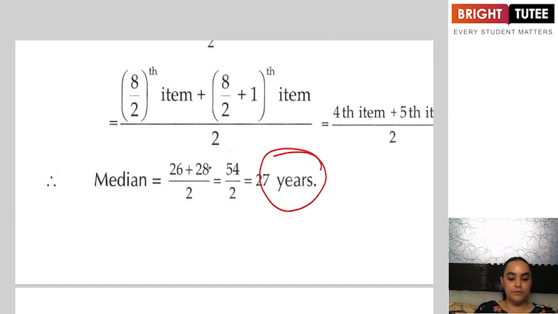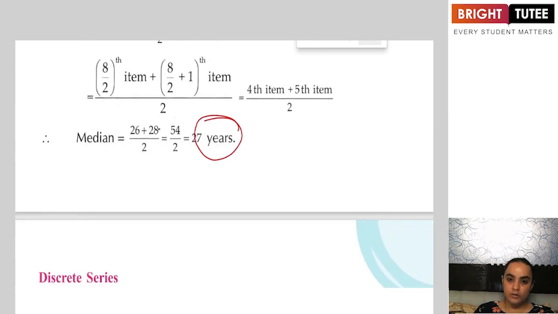So if the data is odd, simply n plus 1 by 2th term, where n is the number of observations in the series. If my data is even, n by 2th term plus n by 2 plus 1th term. Adding the two and dividing by 2, you get your median or the middle value.